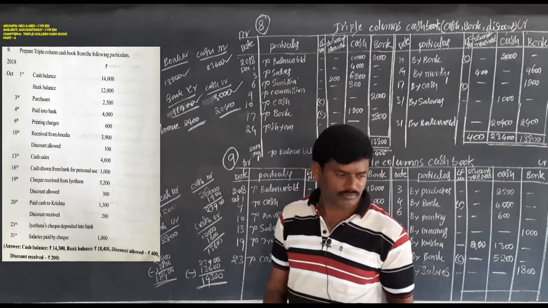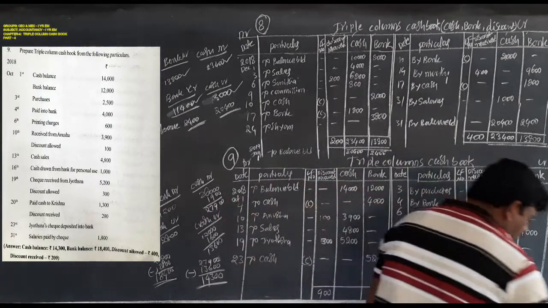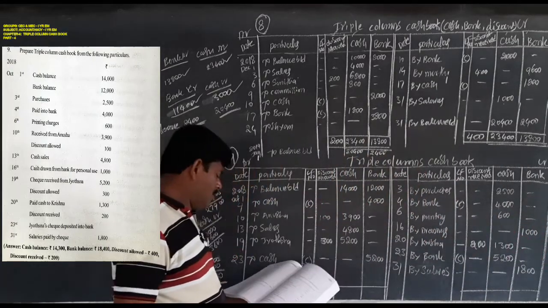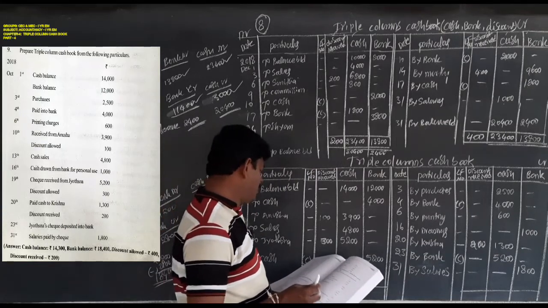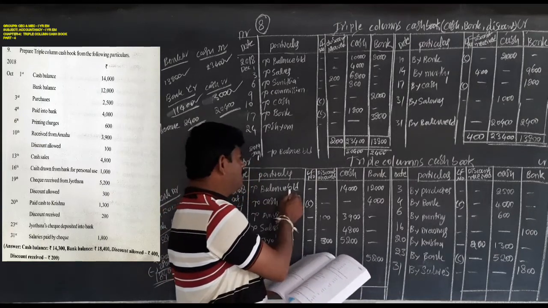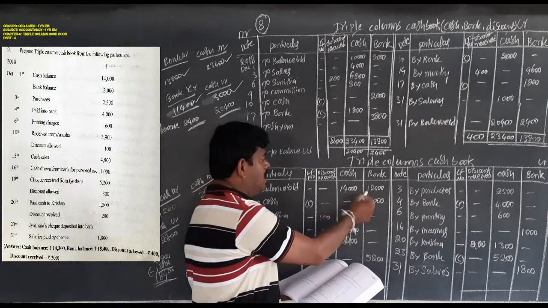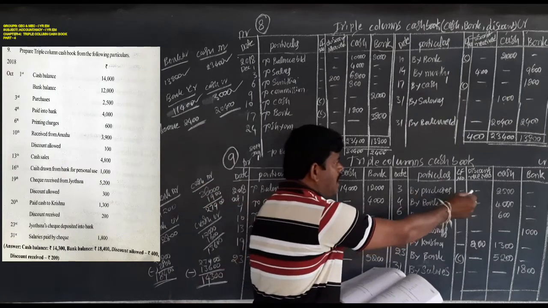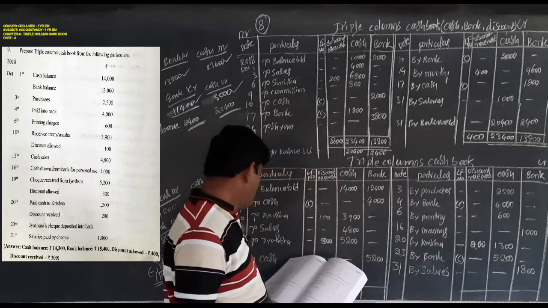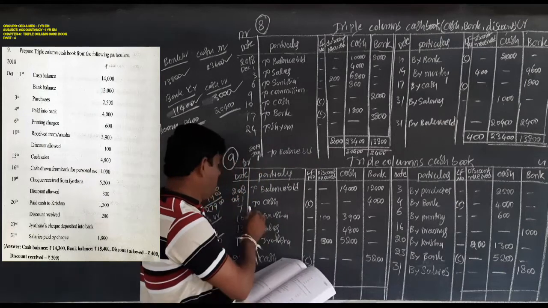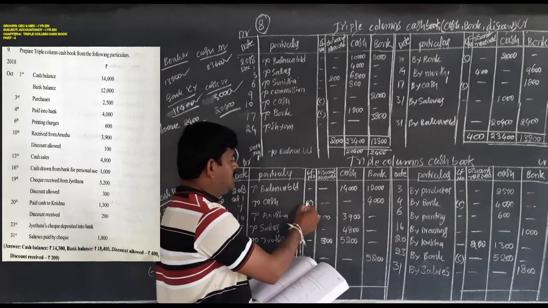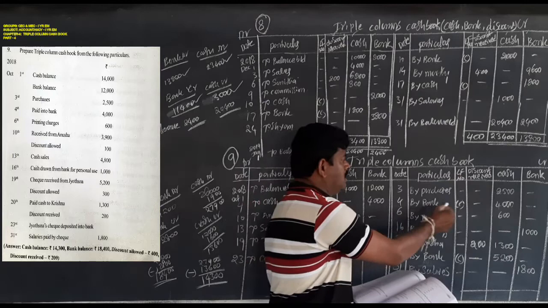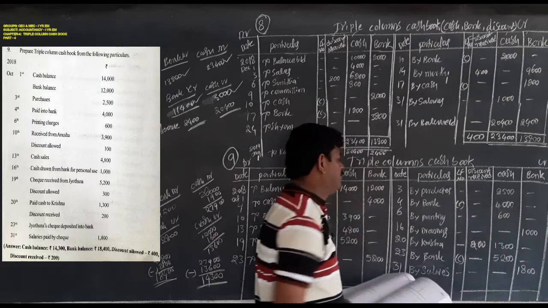Okay, see one by one. Next, ninth problem, first one, October 1st. To balance brought down, cash balance in the cash column, bank balance in the bank column. Next, purchases, by purchases, amount in cash column. Next, fourth, contra entry, to cash, contra entry, amount is 4,000 rupees. The same date, by bank, contra entry, amount in cash column.